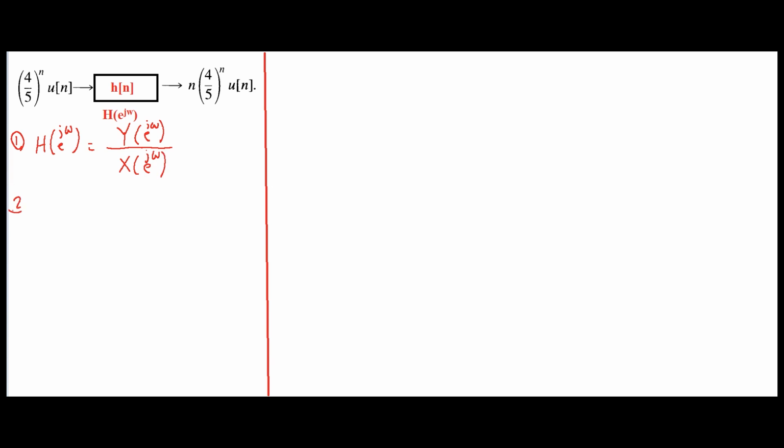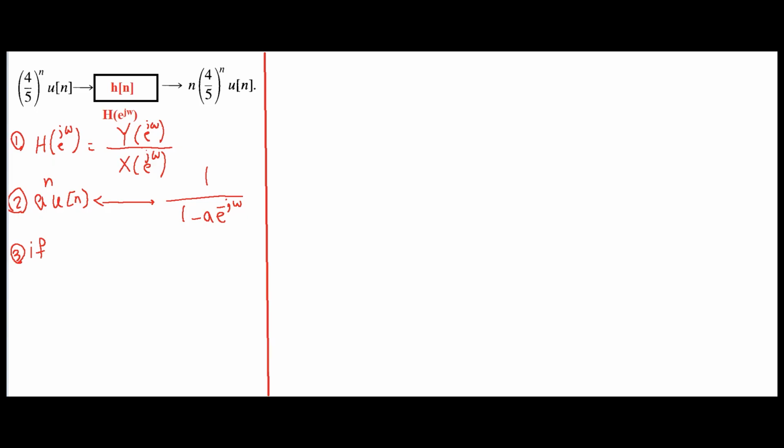The second point is that the Fourier transform of a to the power n u[n] is equal to 1 divided by 1 minus a e to the power minus j omega.